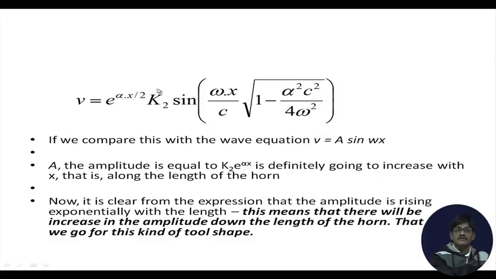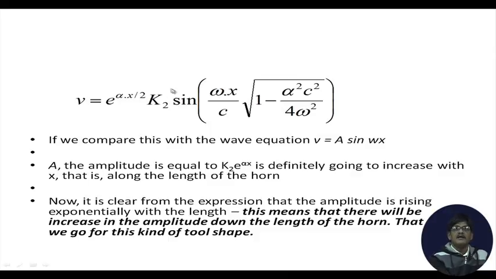In what way? As we move away from the transducer, x will increase, and so will the amplitude. The amplitude goes on increasing as we move away, and this means that if you take the exponentially decaying horn, that is, a horn whose cross-sectional area is exponentially decaying, you will have this expression for displacement and velocity. Therefore the amplitude will definitely go on increasing as you go down the length of the horn, and we have achieved what we started with, amplification of amplitude.